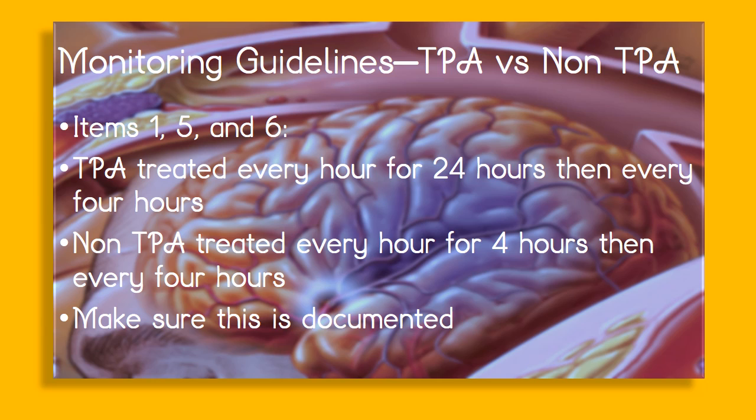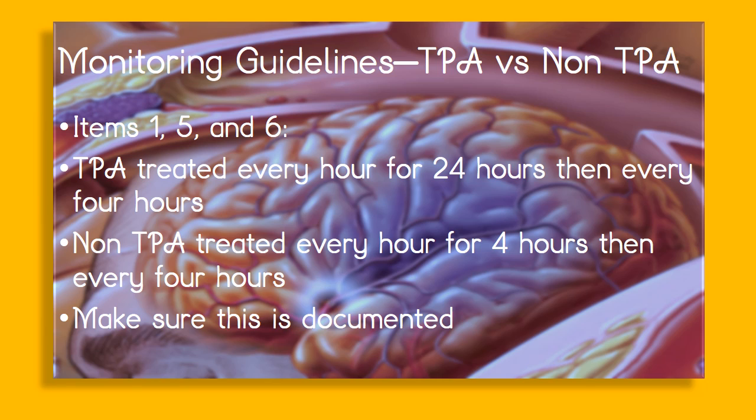More monitoring guidelines for your stroke scale. TPA versus non-TPA. Items 1, 5, and 6, which are level of consciousness, arm, and legs. For the TPA treated patient, you should do the NIH items 1, 5, and 6 every hour for 24 hours, and then you can go to every 4 hours once that 24 hours is up. So again, it's important to know when the TPA was started and when it was completed. Non-TPA treated patients should be done every hour for 4 hours, then every 4 hours.